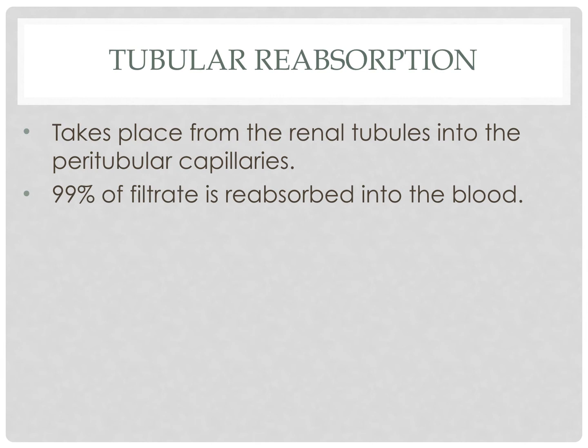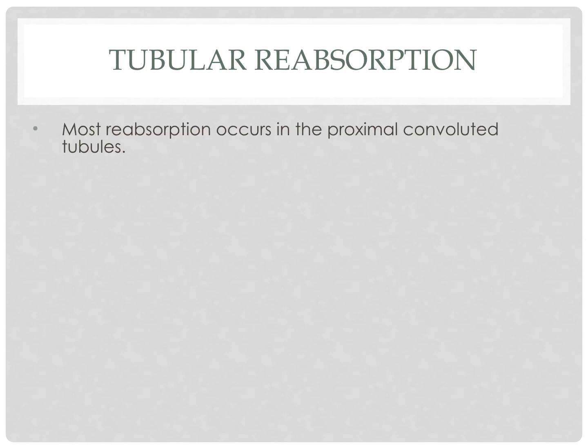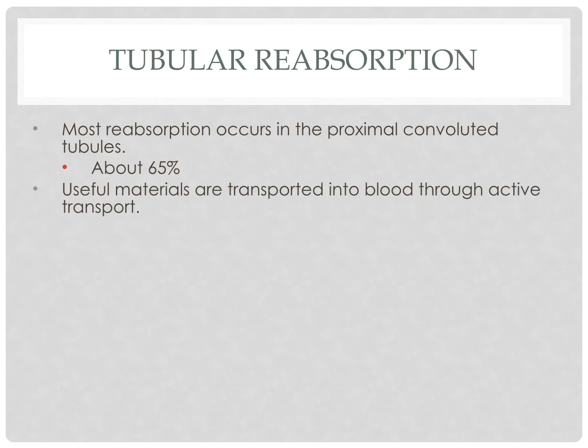So we're not actually going to allow it to become filtrate and then become urine. The last 1%, however, is what is in fact going to be sent out of the body, known as urine. Tubular reabsorption is where most reabsorption occurs, in that proximal convoluted tubule. In fact, about 65% of tubular reabsorption will happen in the tubule.